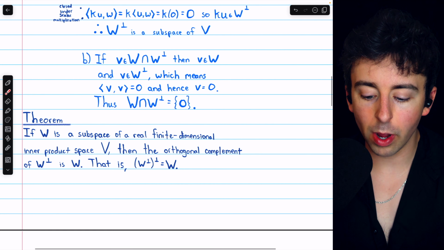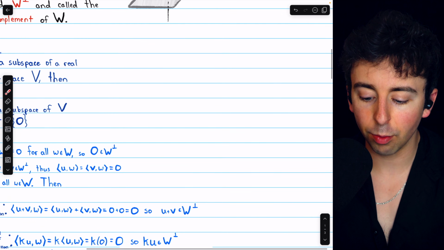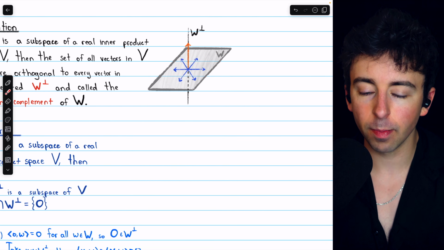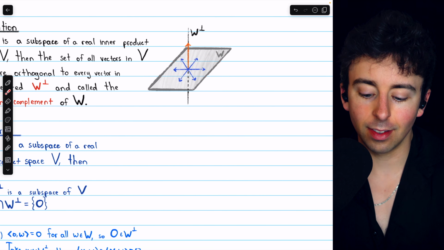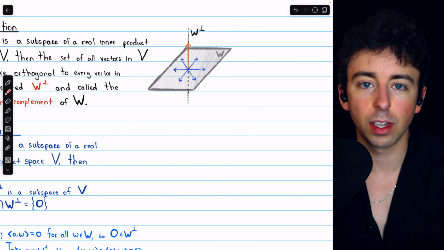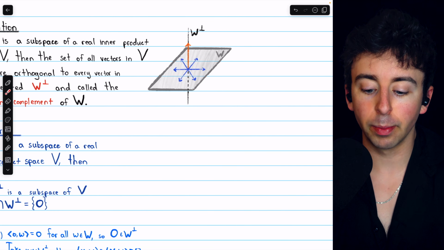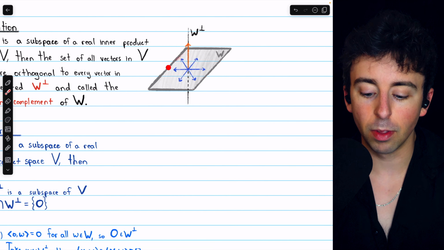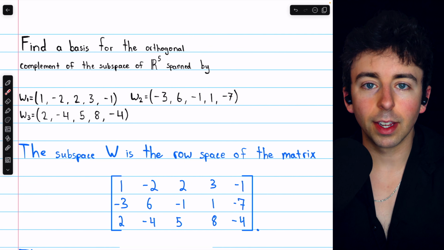So for example, going back up to that picture in R3, we had the subspace, which was this plane through the origin, and its orthogonal complement is this line, which is normal to the plane and also passes through the origin. The orthogonal complement of this line, which is itself a subspace, would just be the plane again. Let's finish with an example.